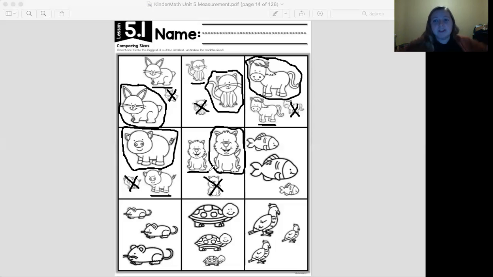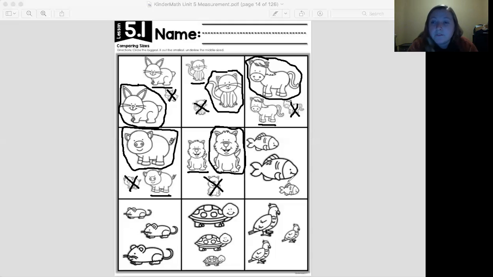All right, how do we do? Thumbs up, thumbs in the middle, thumbs down. Okay, all right. Just keep trying. If you got some thumbs in the middle, thumbs down, it's okay. Remember, we're looking for the biggest, the smallest, and the middle-sized, okay?